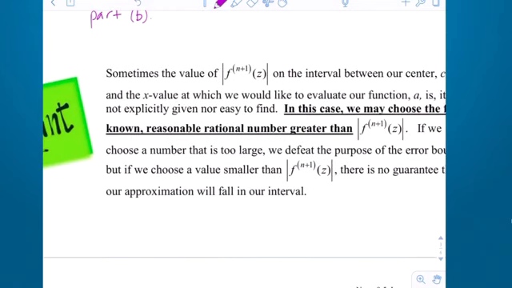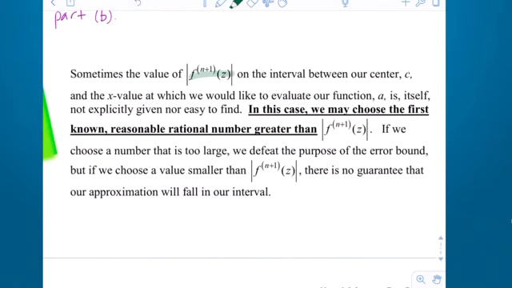Okay. Sometimes the value that lies on the interval between our center c and the x value which we would like to evaluate is itself not explicitly given. It was explicitly given to us in the previous problem. Sometimes it's not given, and sometimes it's not actually easy to find. So in this case, since we're trying to choose a safe upper bound, we have to choose the first known reasonable rational number that's greater than that, outside the interval.